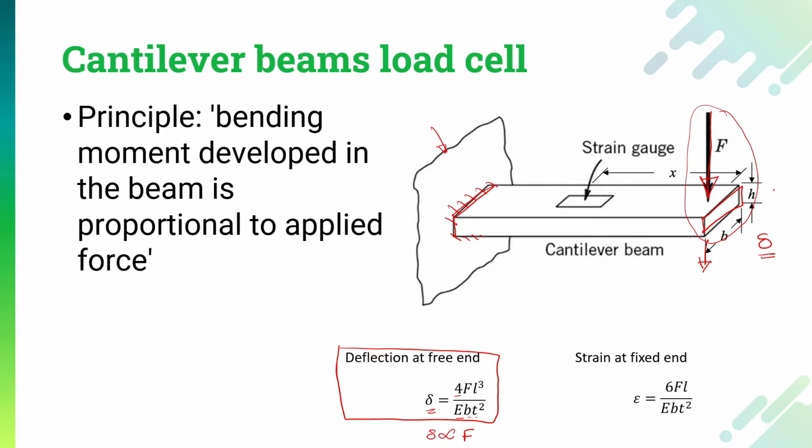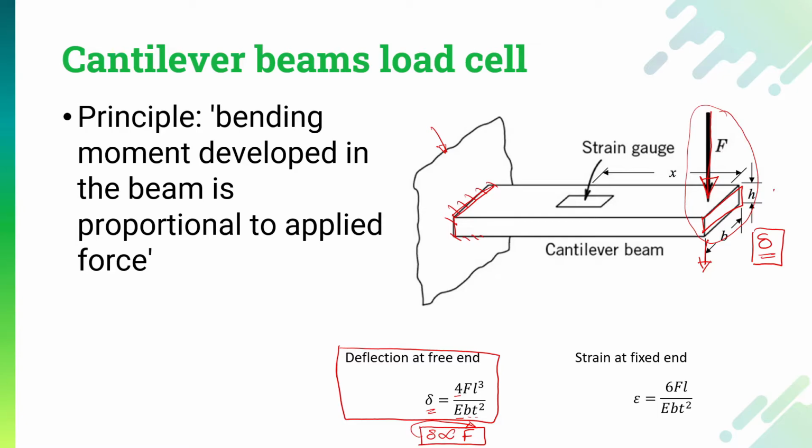where I can see that the delta is directly proportional to the force. This is the first thing where I can measure the value of delta, and based on that I can find out the value of force. How much force can be applied, or say how much force is applied, can be measured by measuring the value of deflection at the free end. This is the first way I can use the cantilever beam.